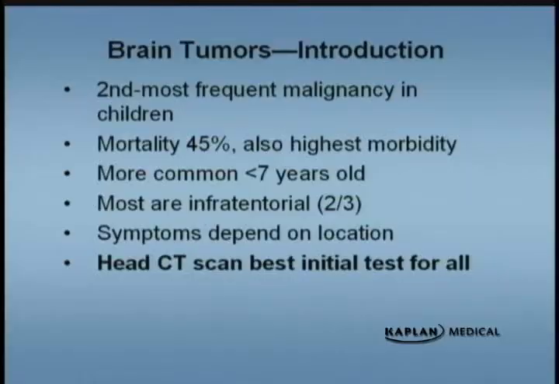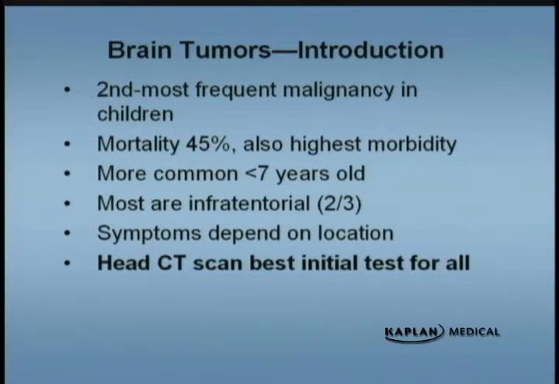The brain tumors as a whole make up the most common solid tumors in children. The most common malignancy, we said, were the leukemias, but the most common of the solid tumors are going to be the brain tumors. And that's if you take all the different types of brain tumors. The mortality with brain tumors is about 45% and also has a very high morbidity.